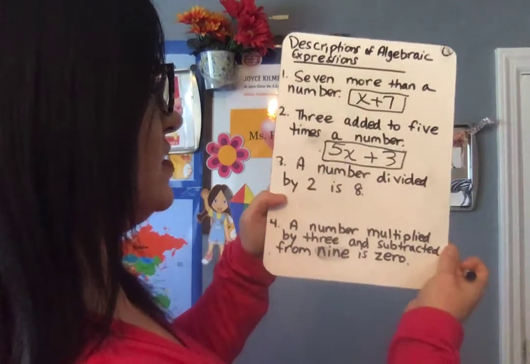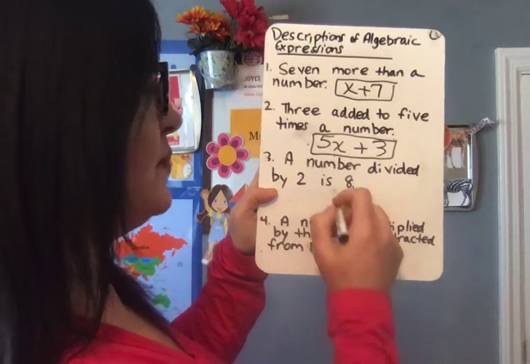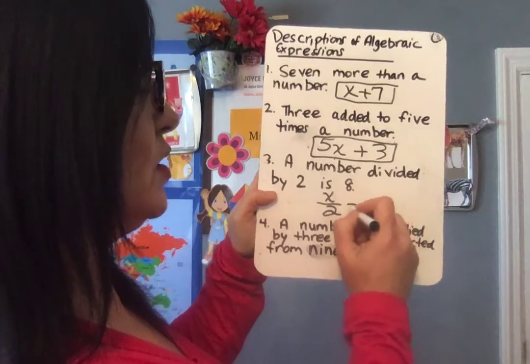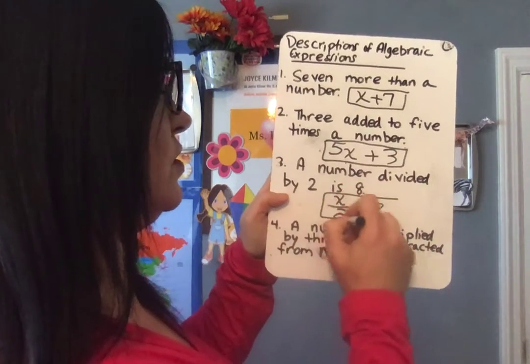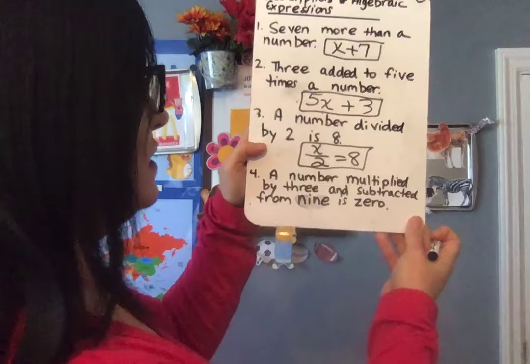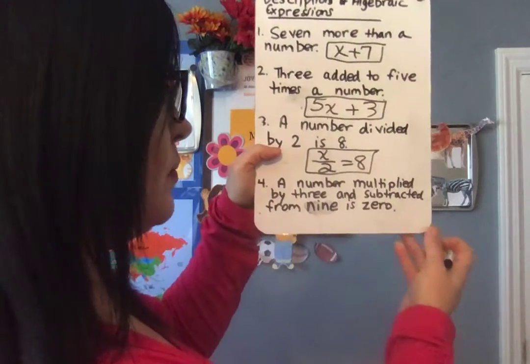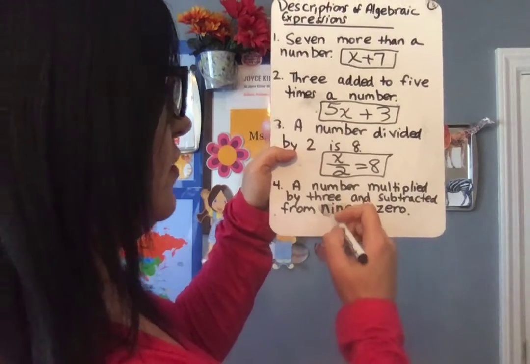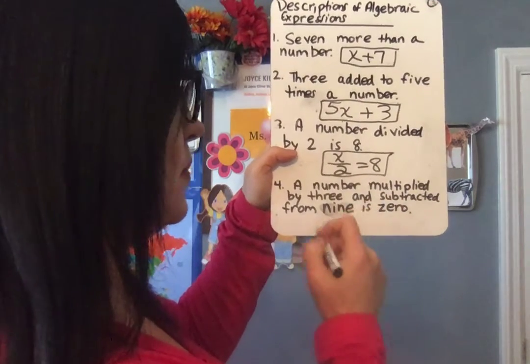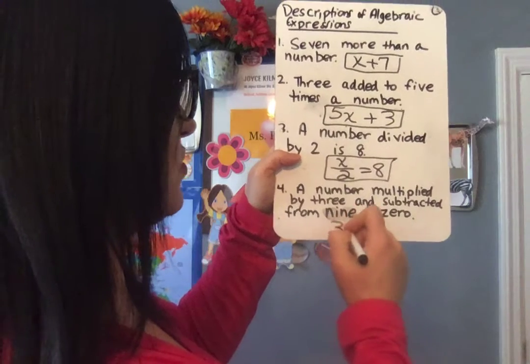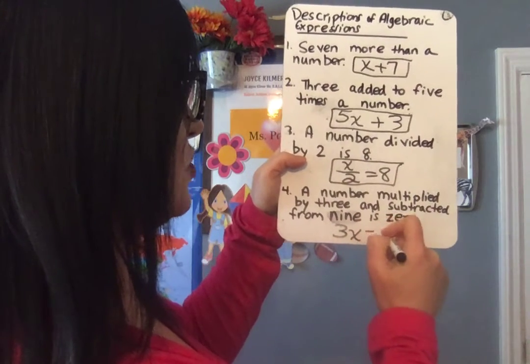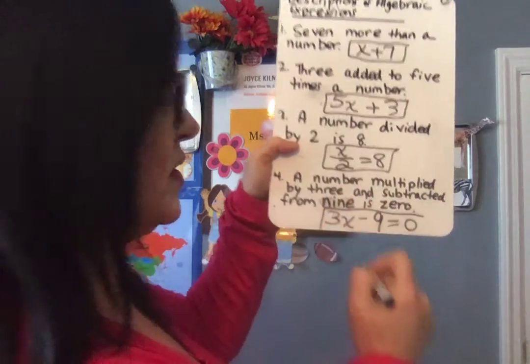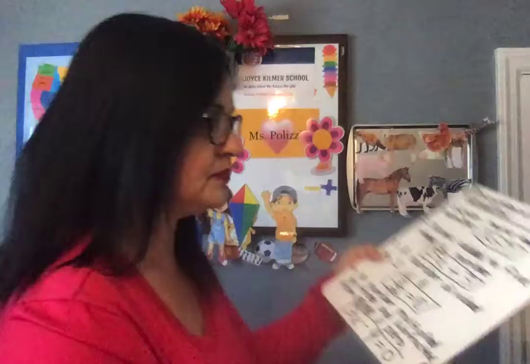The next one is a number divided by 2 is 8. Is means equal. So x over 2 is 8. The last one is a number multiplied by 3 and subtracted from 9 is 0. So that would be a number multiplied by 3, that's 3x, subtracted from 9 is 0, okay? That would be 3x minus 9 equals 0, okay?